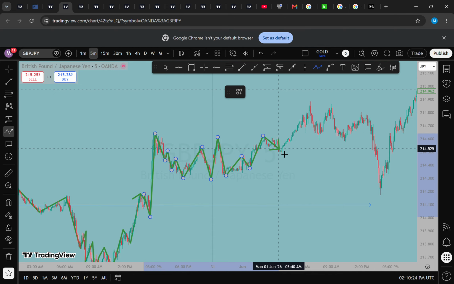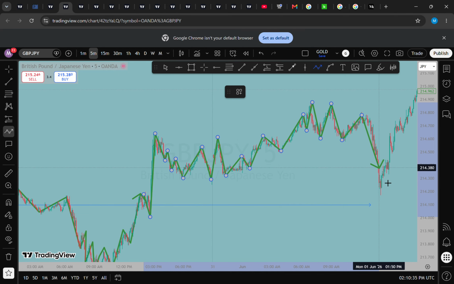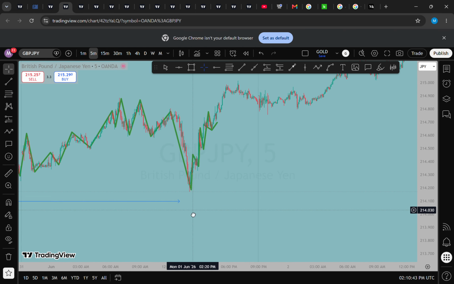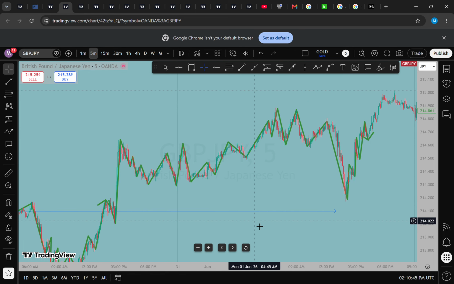So scalpers will do a judgment to all the structures. Can you see a lot of minor structures here? So all of those are minor structures.